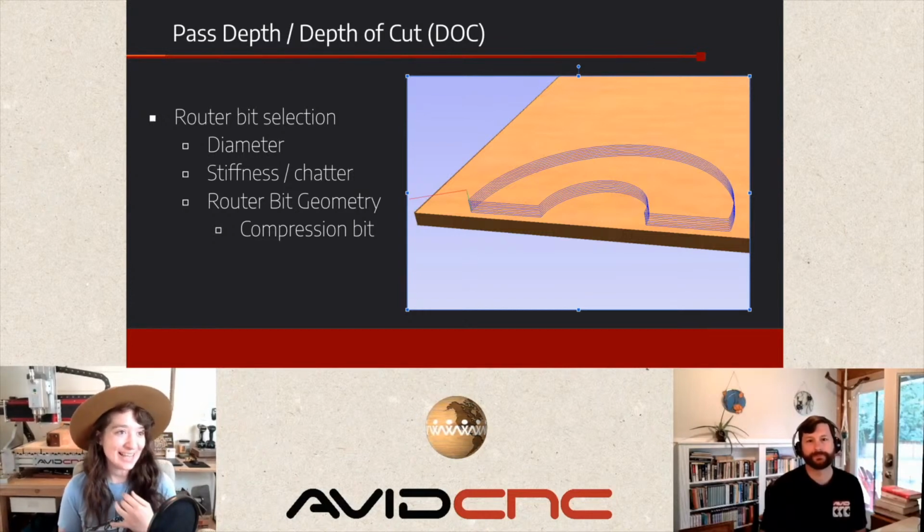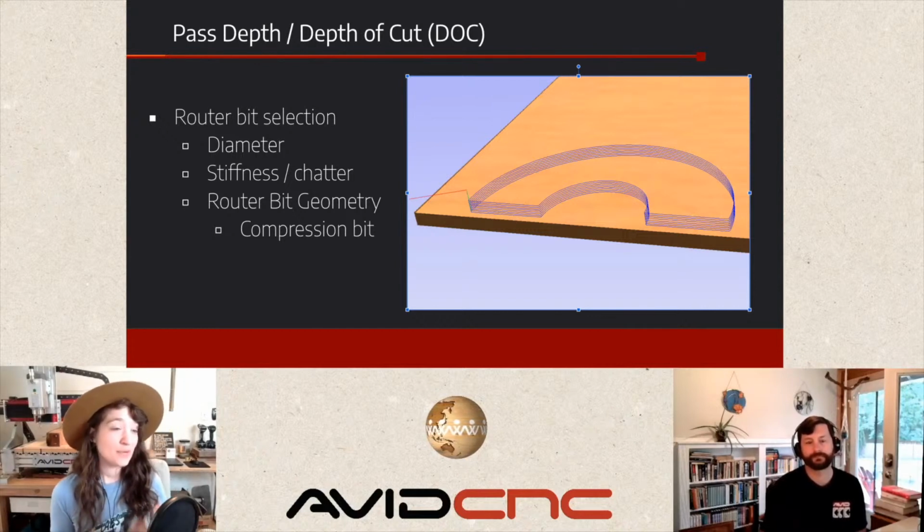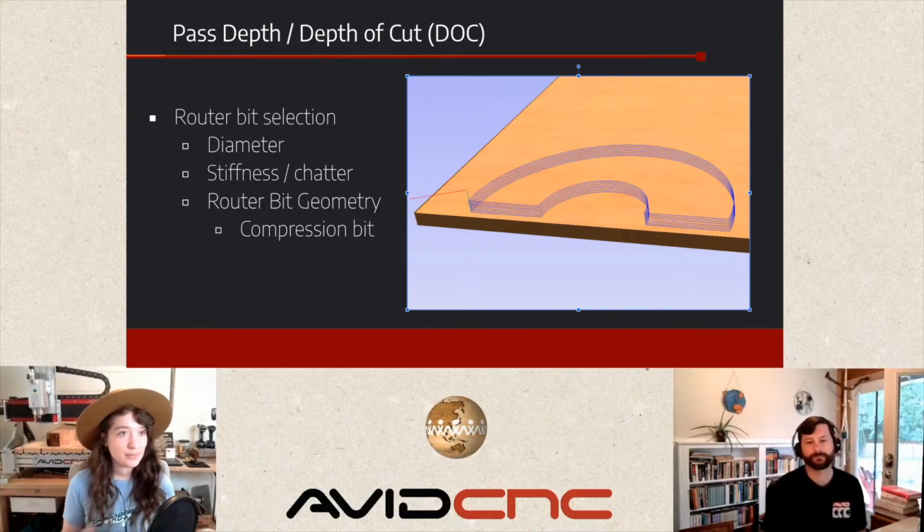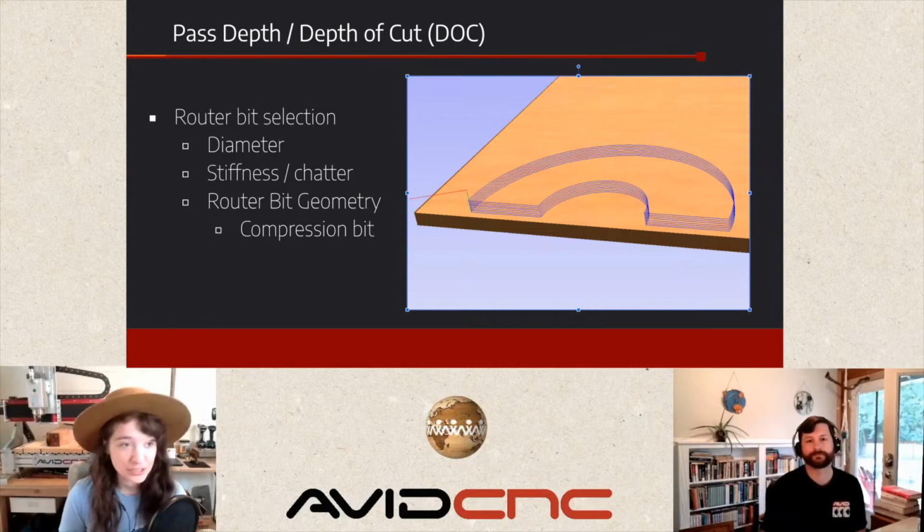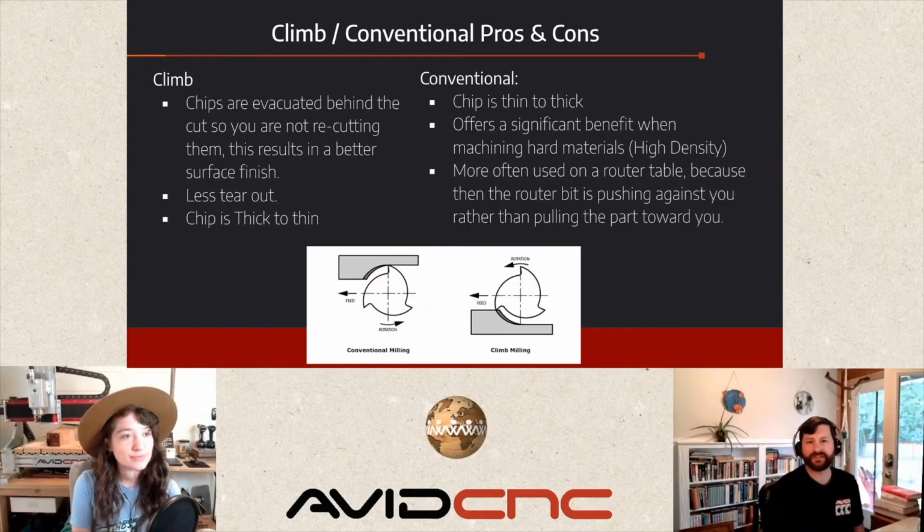Your router bit selection in terms of the diameter and the stiffness is definitely going to affect how deep your pass depth is, and then your router bit geometry. As I mentioned before, the compression bit will affect what you want your first pass depth to be set to.